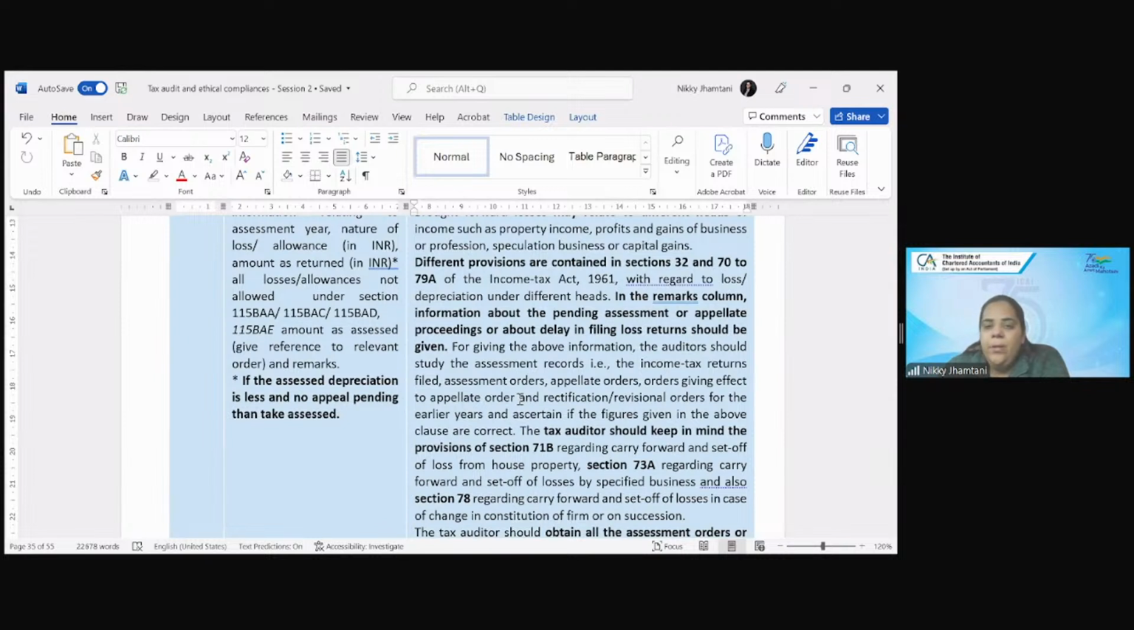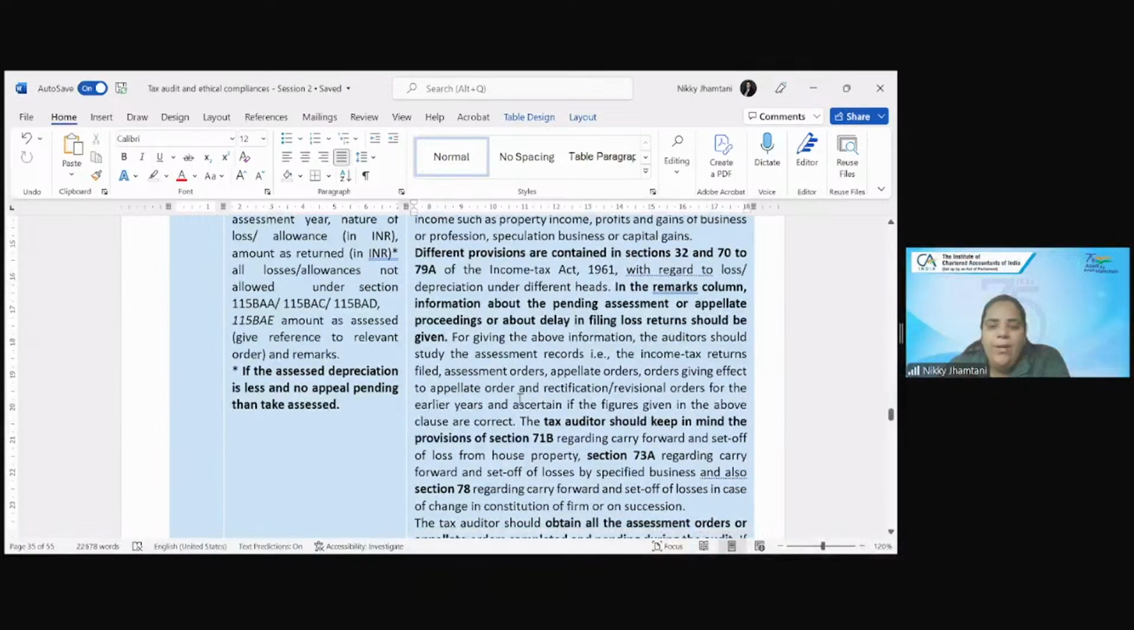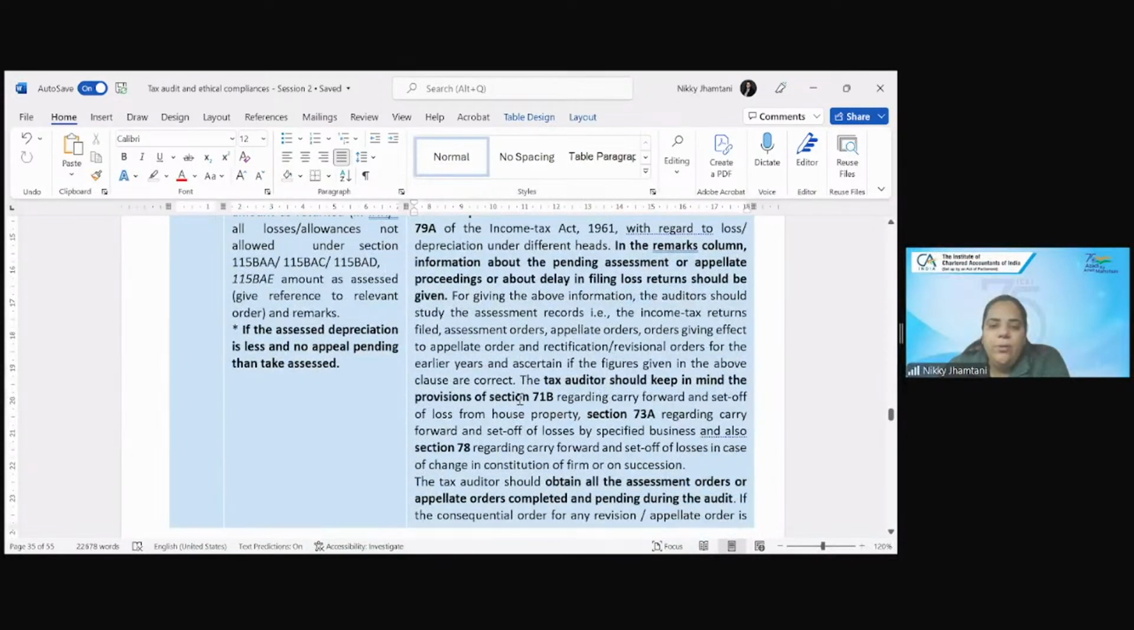For giving the above information, the auditors should study the assessment records, that is, income tax returns filed, assessment orders, appellate orders, orders giving effect to appellate order, and rectification revisional orders for the earlier years, and ascertain if the figures given in the above clause are correct.